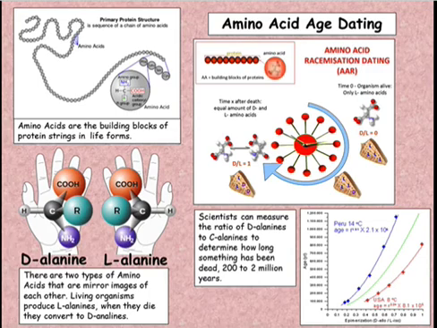The chart on the lower right shows that warmer climates have faster racemization processes. So by measuring the ratio of D to L in a sample and having an estimate for the average temperature, scientists can estimate how long ago the specimen died, usually between about 2,000 and 2 million years.